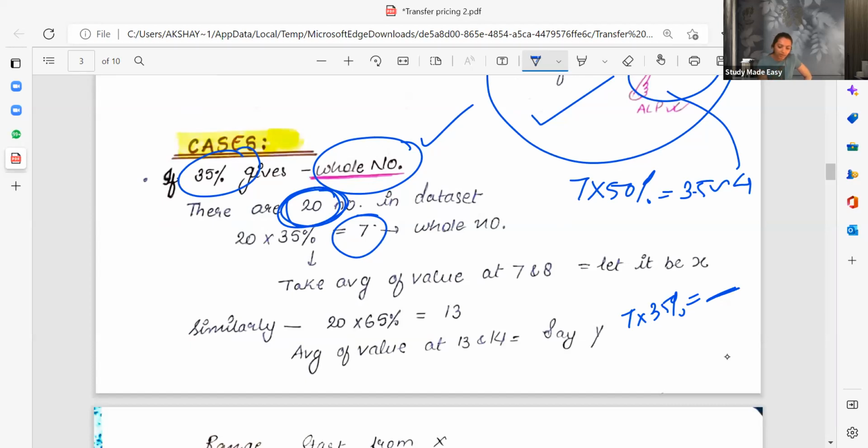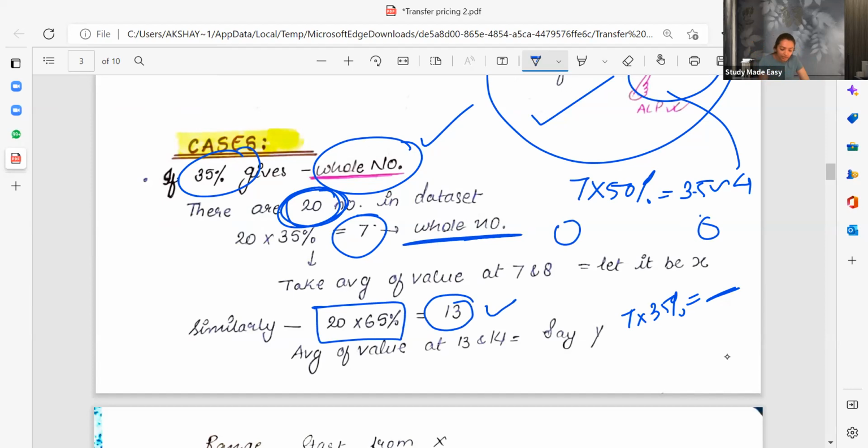Now 7 is a whole number, it is not fraction. 20 ka 65% is coming to be 13. Ma'am, again it is whole number. Now directly can I do, what is written in front of 7, what is written in front of 13, can I do? No, you cannot do this.